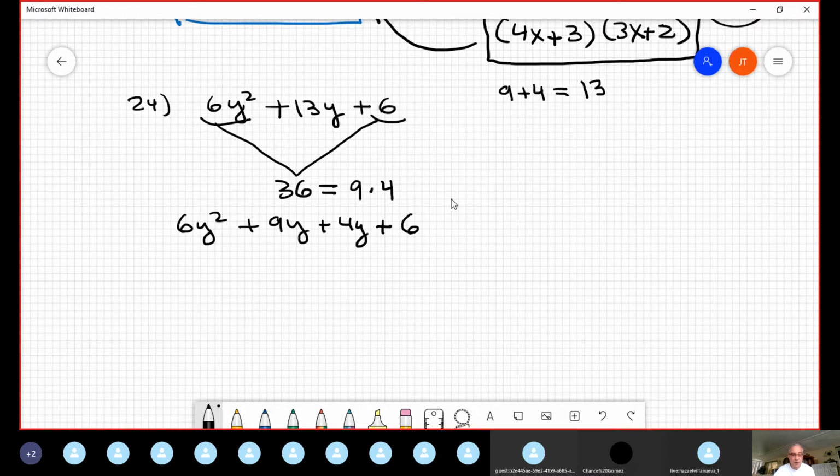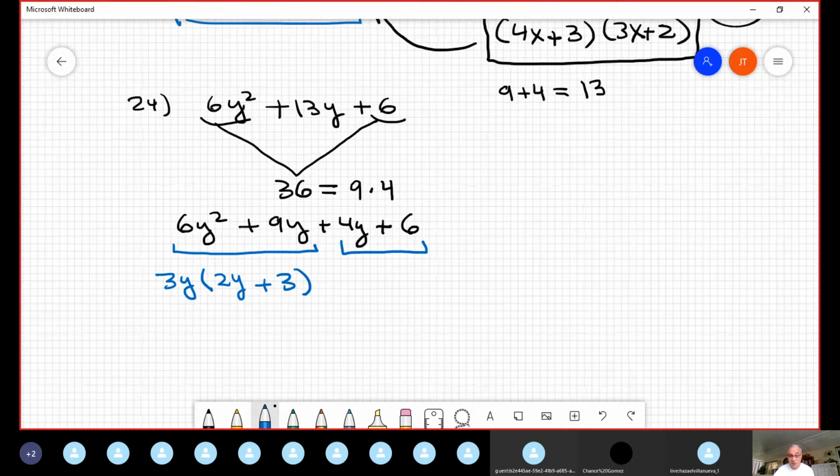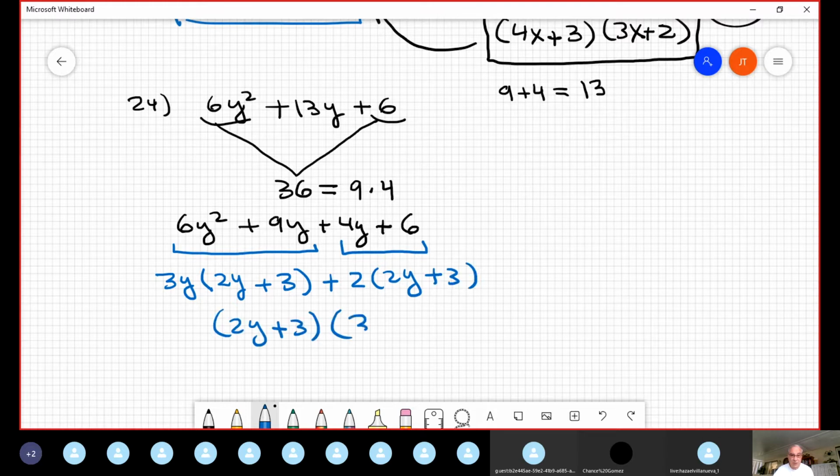Now the polynomial has 4 terms. Now grouping. Classical grouping. The GCF in the first couple is 3y. We have 3y, 2y plus 3. I suppose you remember grouping by GCF, no? I don't want to explain from the beginning. Plus, and the GCF in the second couple is 2. 2y plus 3. Wow, happy, because it's the same. 2y plus 3. Open the last parenthesis, 3y plus 2. And this is the final answer.